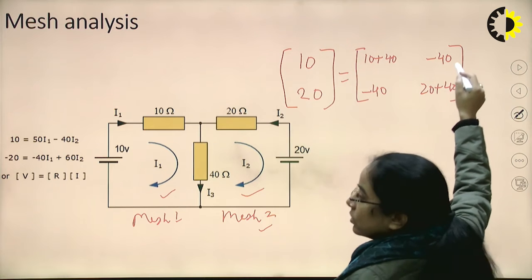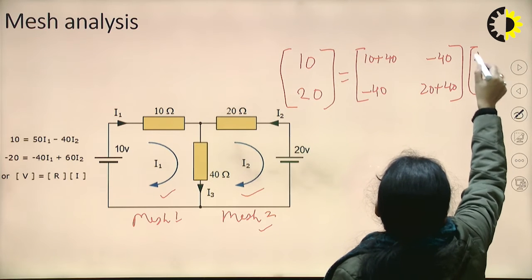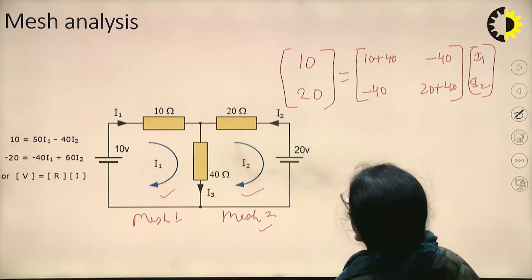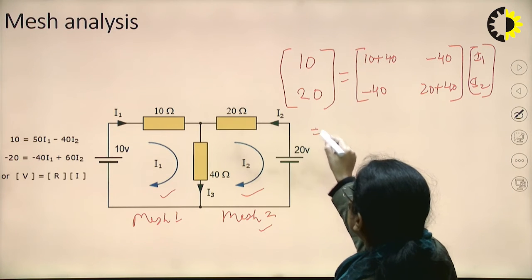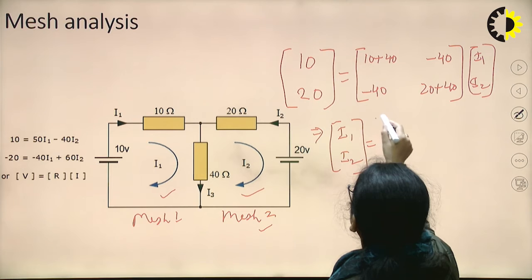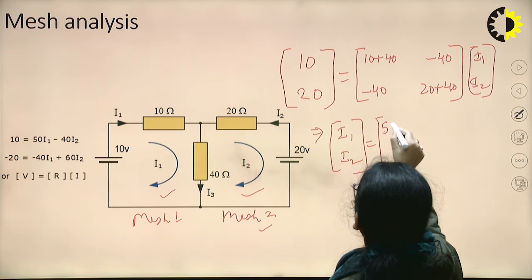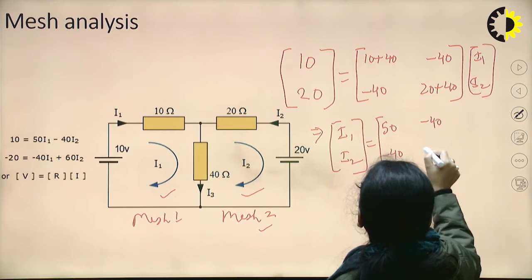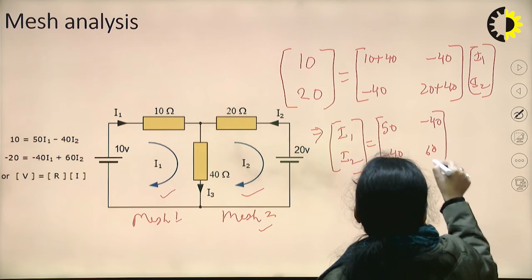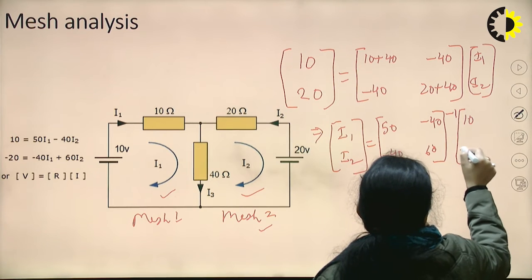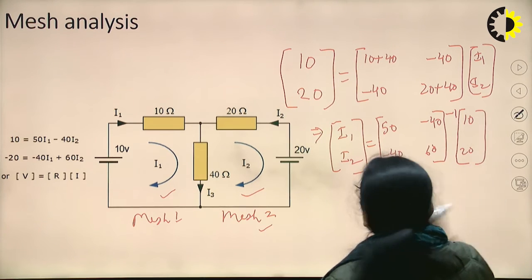This into I1 and I2. Okay, so now if we need to solve this for I1 and I2, so this is 50 minus 40, minus 40, 60. So inverse of this into voltage matrix, that is 10, 20. This will give the current.